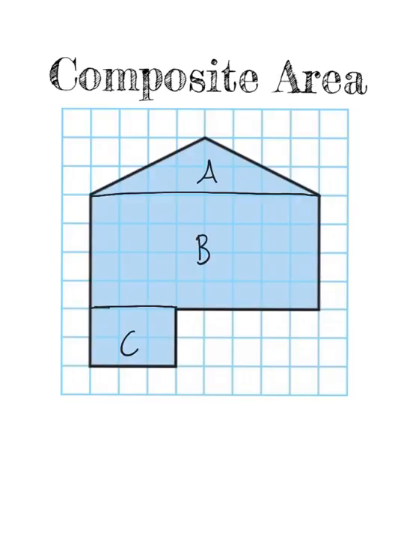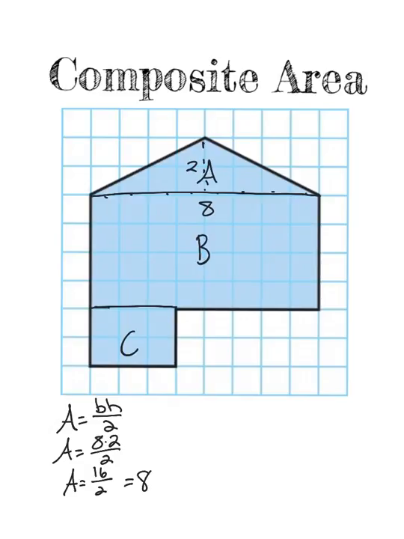So let's start with A. So area equals base times height divided by 2 because it's a triangle. So in this one, my base is 1, 2, 3, 4, 5, 6, 7, 8. So I have a base of 8 with a height, remember from the base to the highest point, is 2. So my area for this would be 8 times 2 divided by 2. So my area equals 16 divided by 2, which equals 8.